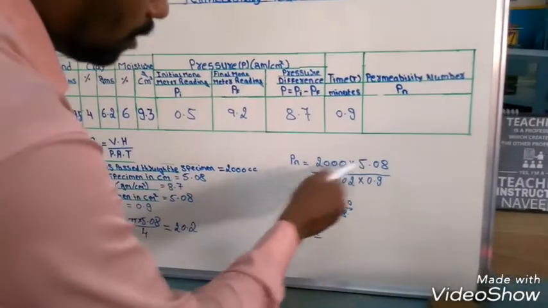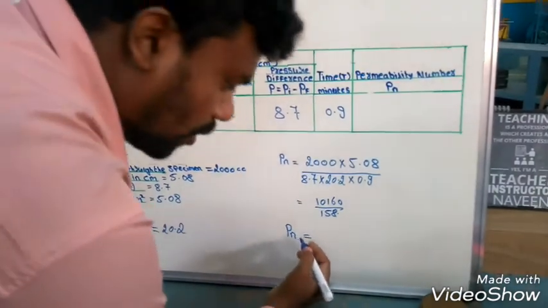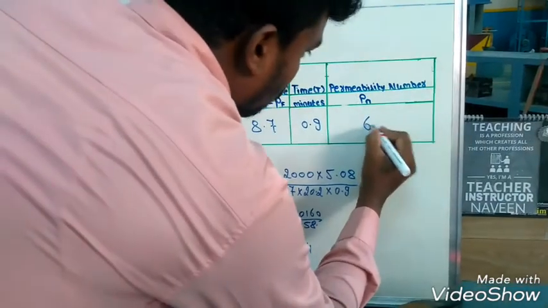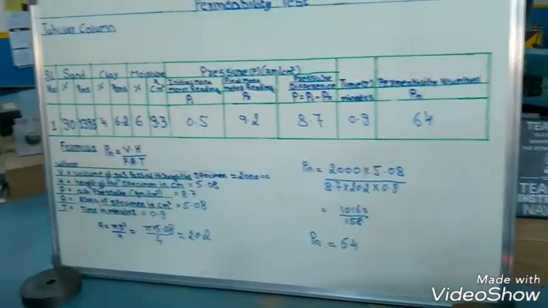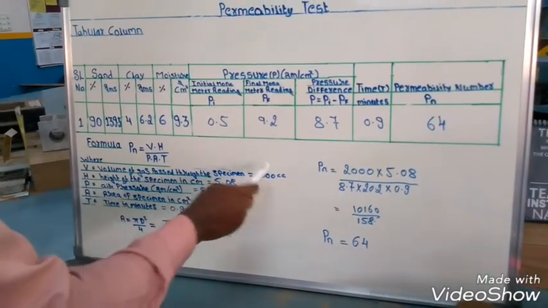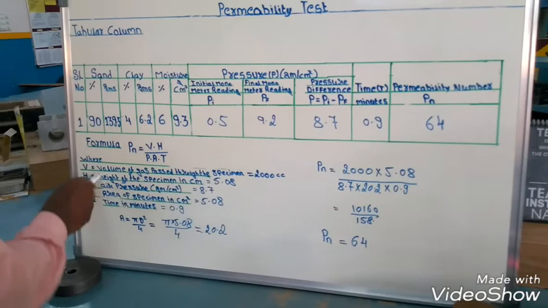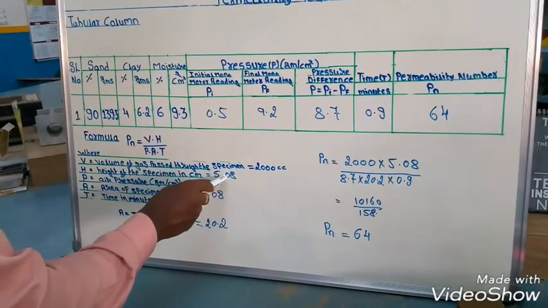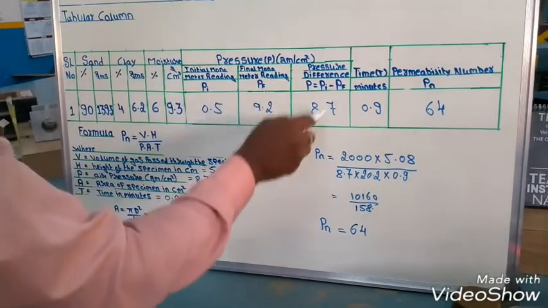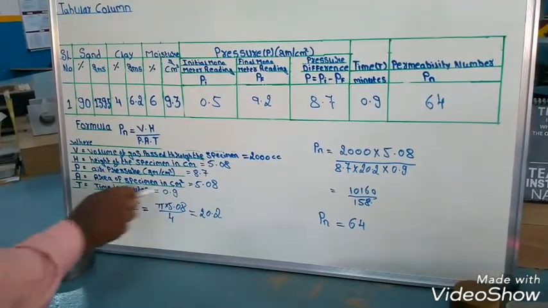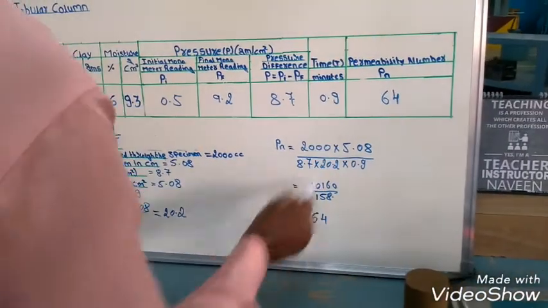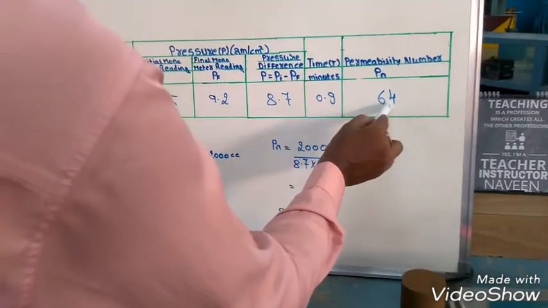Now we have calculated the permeability number. The permeability number is 64. Here we have taken V, the volume of the gas passed through the specimen, equal to 2000 cc. Next, height of the specimen is 5.08 centimeter. Next, P is equal to pressure 8.7. Area is equal to pi D square by 4, with the diameter of the specimen, 20.2. We have found that the permeability number is 64.